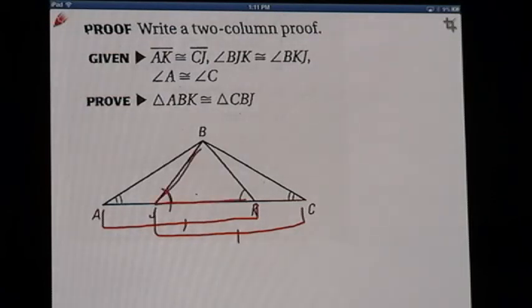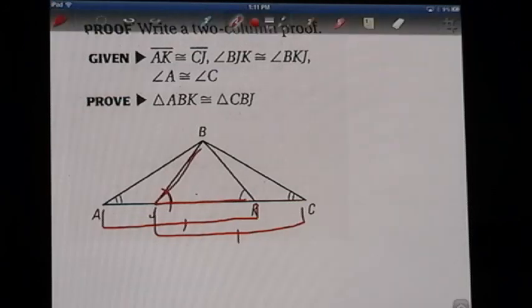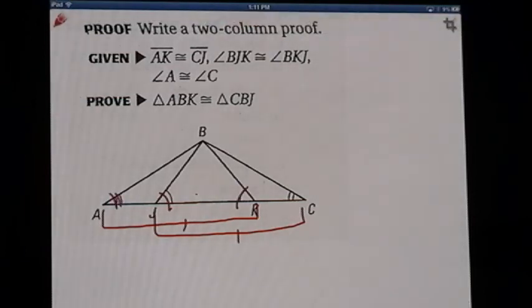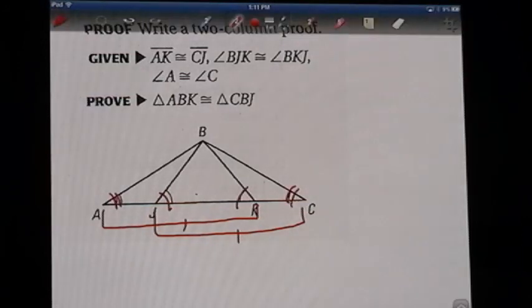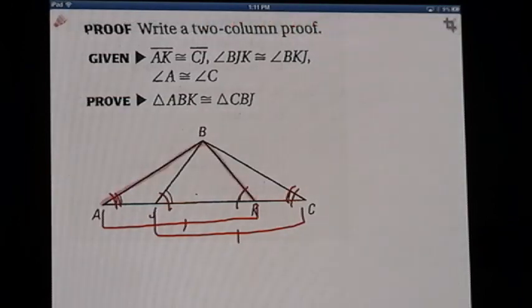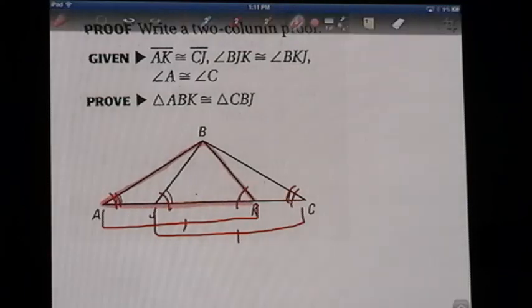Angle BJK is congruent to angle BKJ. And angle A is congruent to angle C. And we're to prove, and this is very important for you to mark, prove triangle ABK is congruent to, I'm going to use a different color so I can see it, triangle CBJ.